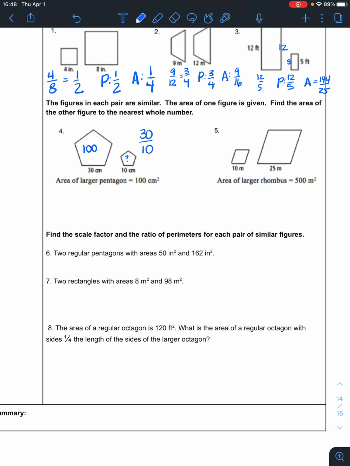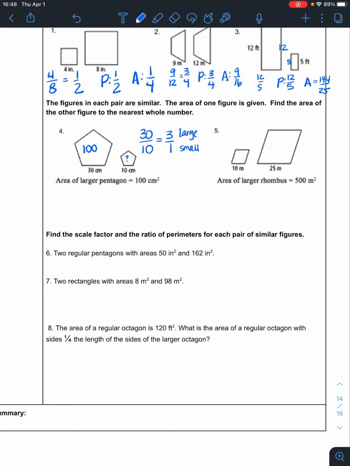It doesn't matter if you do 30/10 or 10/30, but once you set it up, you want to be consistent because we're going to use a proportion. Here's the deal: we can't compare sides over sides equals area over area. You can't do that. You have to compare area with area, sides with sides, perimeter with perimeter. So we want to reduce it. That means my sides ratio is 3/1, my large side and my small side.